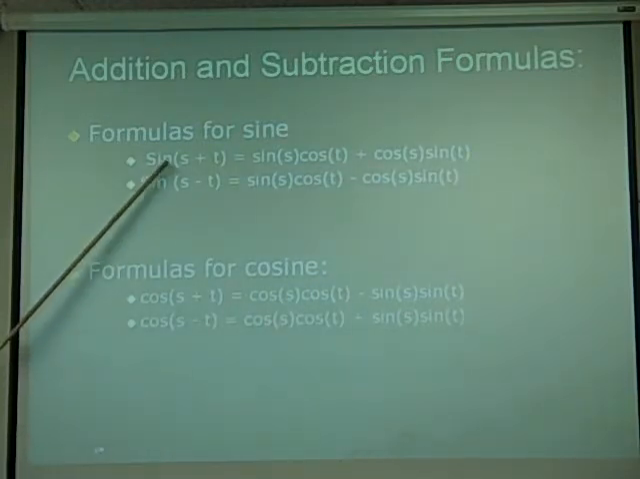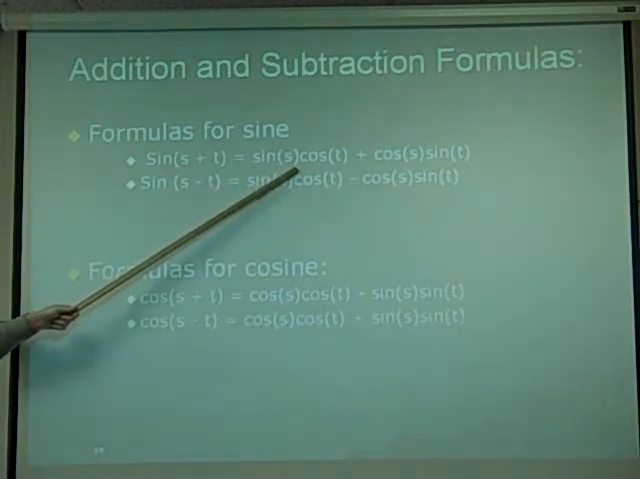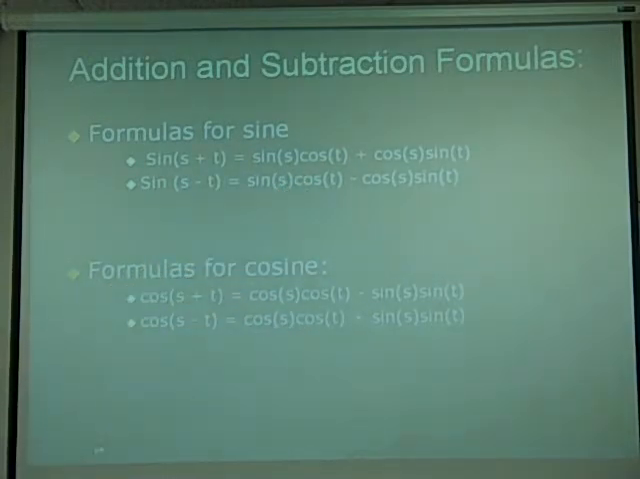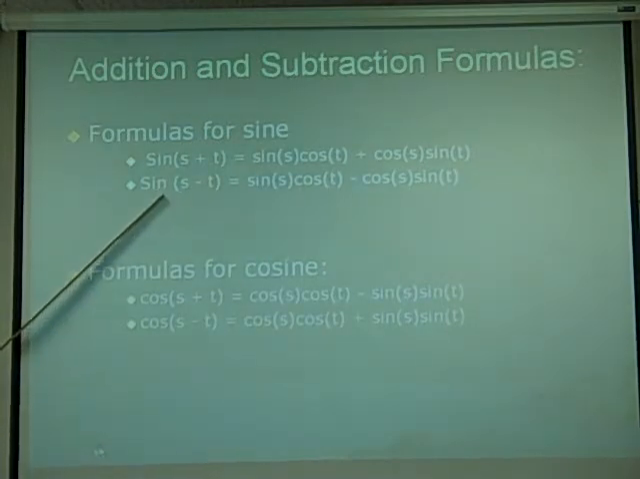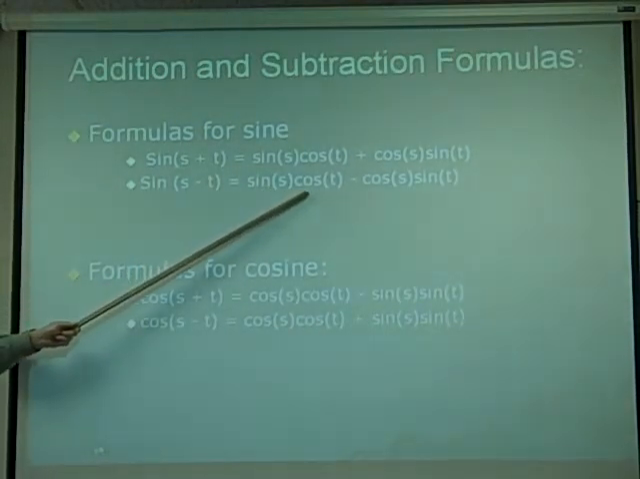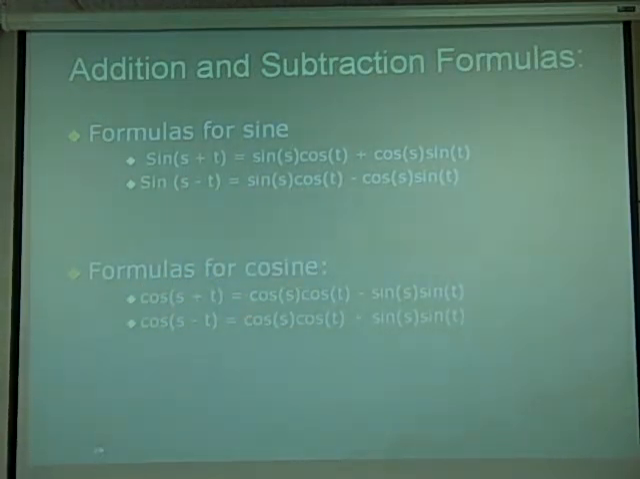And so sine of s plus t would be sine s times cosine t, and then we have plus cosine s times sine t. And then for sine of s minus t, we have sine s times cosine t minus cosine s times sine t.